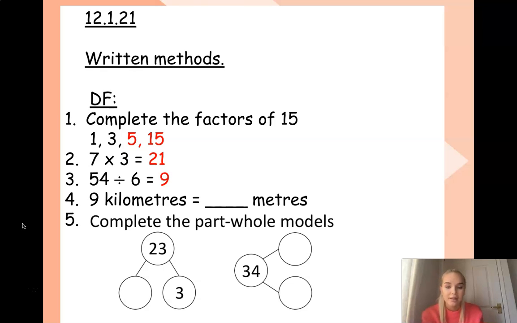Number 4, 9 kilometres is how many metres? Well, if we know there are 1,000 metres in a kilometre, that means 9 kilometres is the same as 9,000 metres.